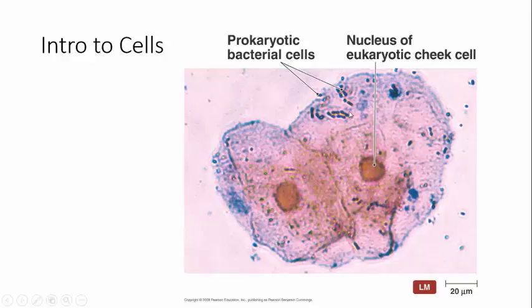Now, if you look up here, these little guys are prokaryotic cells. They're a whole lot smaller. See, we've got some here, we got some here. And even if we were to zoom in, we would not see a nucleus, but we would see ribosomes.